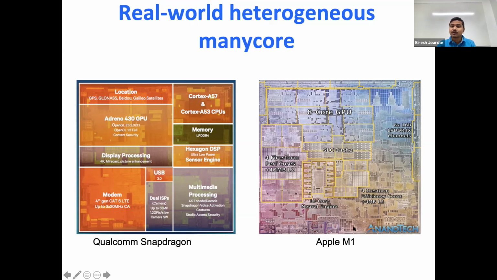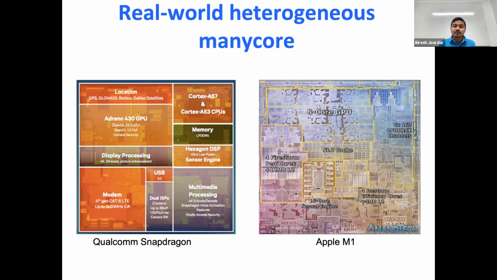Same for Apple M1. So the Apple M1 has 8 CPUs, but of 2 types. So it has 4 performance cores and 4 efficiency cores, plus 8 GPUs, plus a 16 core neural engine. So as you can see, on the same die, I have many different architectures. And so these architectures are heterogeneous many cores. So as you can see, heterogeneous many cores are also there on the market.